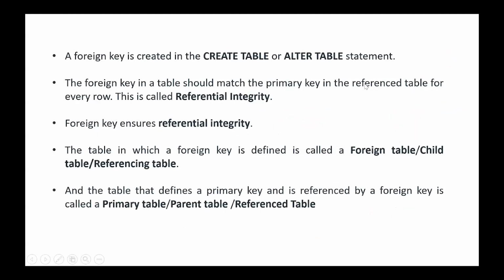The foreign key is created in the create table or alter table. These are the two ways with which we can create a foreign key in any table, that we will see now practically. The foreign key in a table should match the primary key in the referenced table for every row. This is called referential integrity.